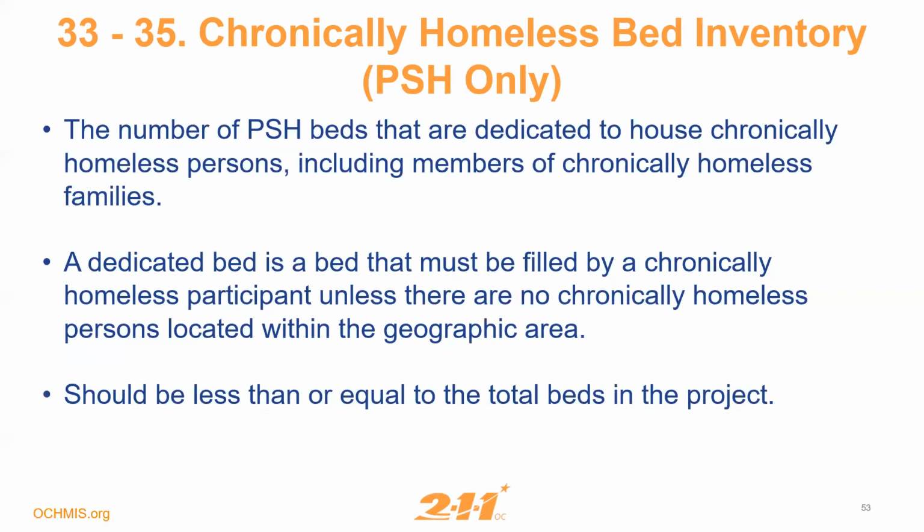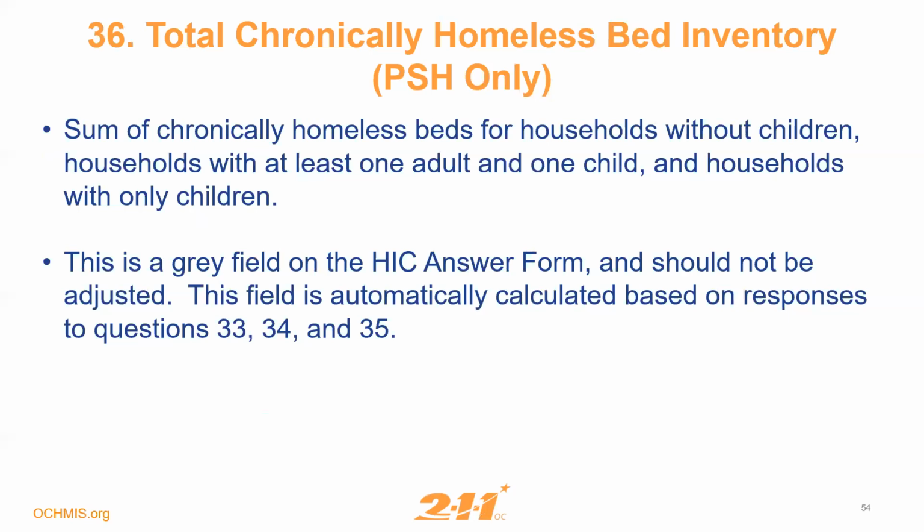So if you do have dedicated beds, that's most likely going to be on your grant. So you should look on your grant to see which number you have selected as being dedicated specifically to chronically homeless clients. And since 33 through 35 is a subsection of your total bed inventory, this should be less than or equal to the total beds in your project. Then there's a gray field that will sum your responses to 33, 34, and 35 and just tell you the total chronically homeless bed inventory that your PSH project has.